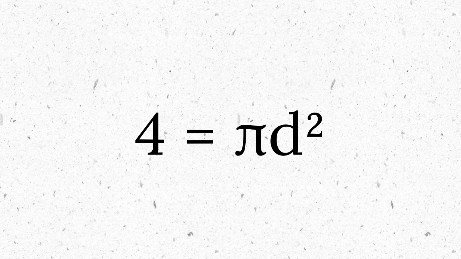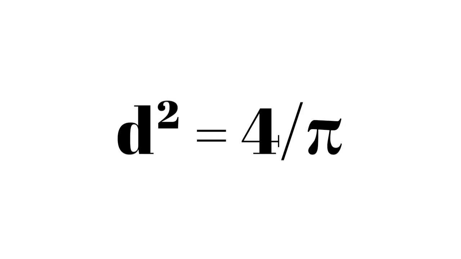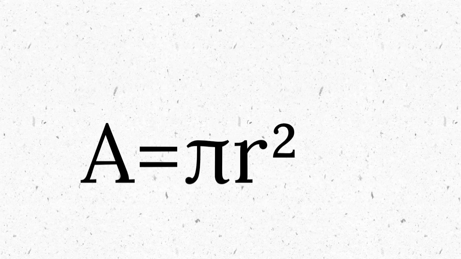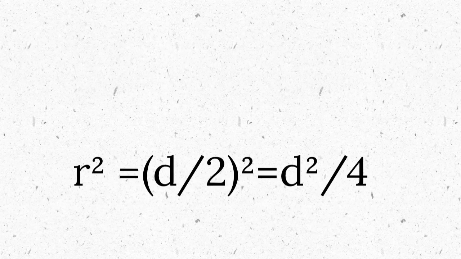Multiply both sides with pi times D. Then it will be 4 equals pi D square. D square equals 4 over pi. The area of the circle is given by A equals pi times R square. But the radius R is half of the diameter. R equals D over 2. R square equals (D over 2) square equals D square over 4.